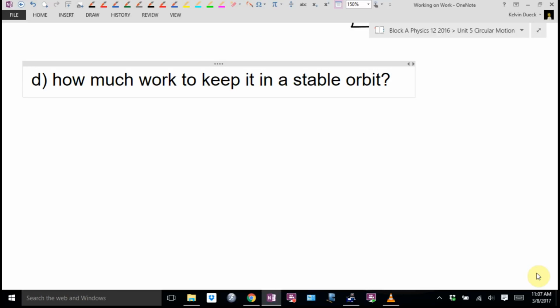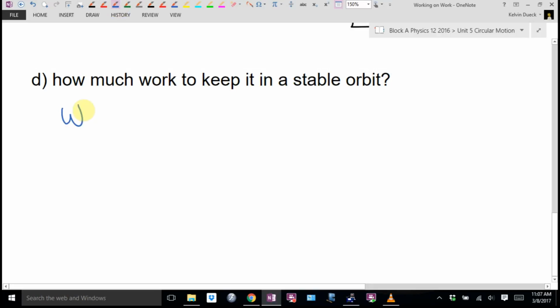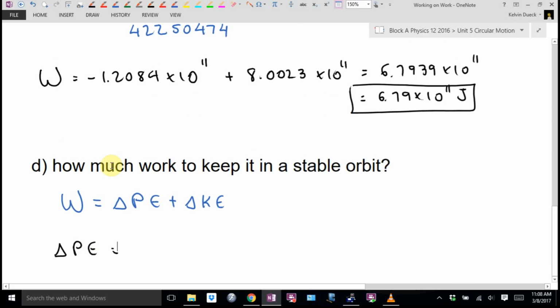Kinetic. So if we were doing this from scratch, we would certainly say work is change in potential plus change in kinetic. None of these this time, Drake, would be zero because we're keeping it in orbit. Can't be at rest. We would find the change in potential. Did we just do that in part C, Drake? Then you know what? Let's say the change in potential. What did we get? And I'll carry the extra sig figs. 6.7939 times 10 to the 11th joules.